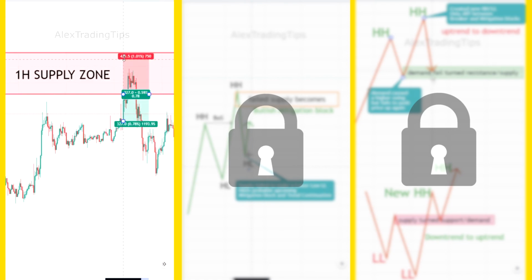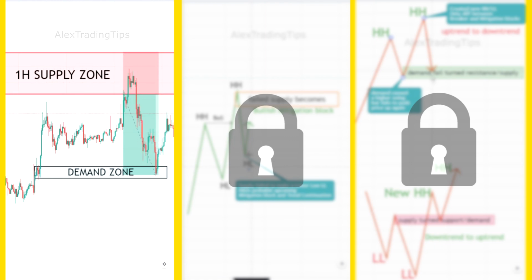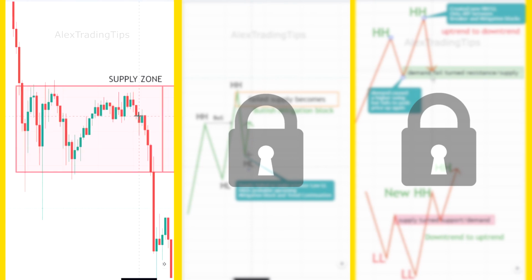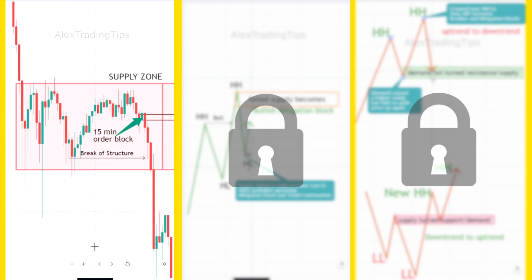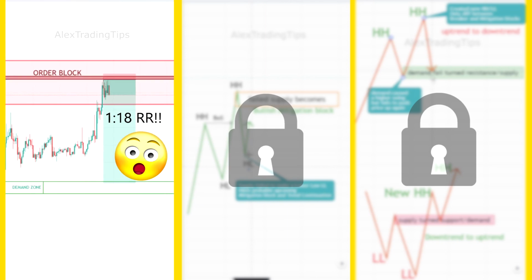Here is an example. Instead of using this whole supply zone and getting an average risk to reward ratio targeting this demand zone right here, go to a lower time frame and look for the last opposite colored candle before the move that broke structure. This is your order block. You now have a sniper entry with a small risk and massive reward.